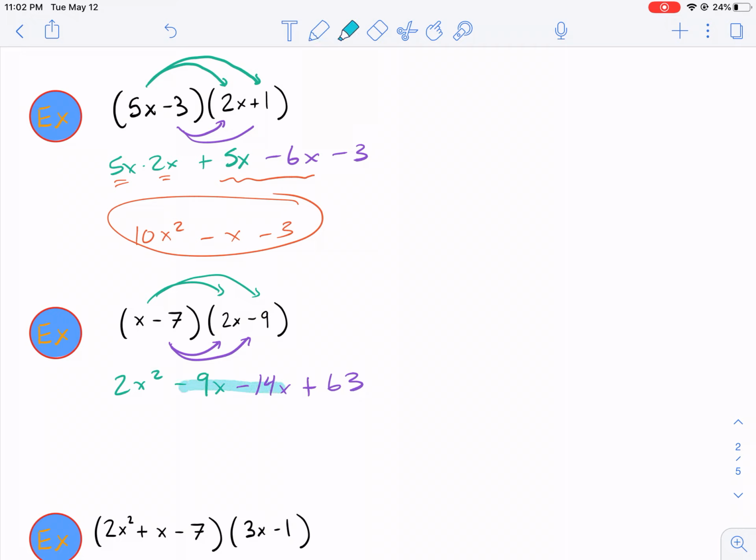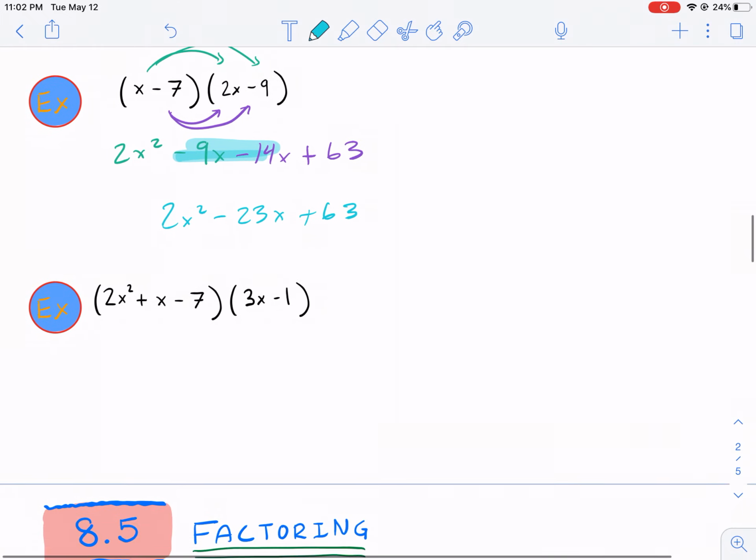Again, we have like terms. They're always going to be in the middle most of the time. 99% of the time, the problems that you're given in school, they're going to be in the middle two terms. So we need to combine these. You get the idea. Okay, we use blue. 2x squared minus, because they're both minus, it's going to be more minus, 23x plus 63.